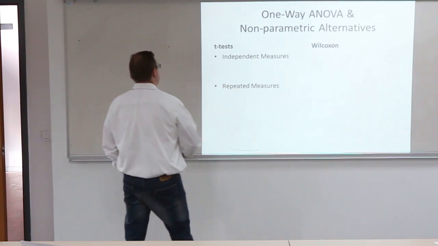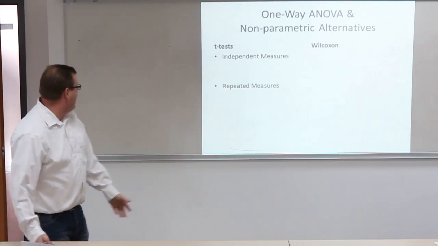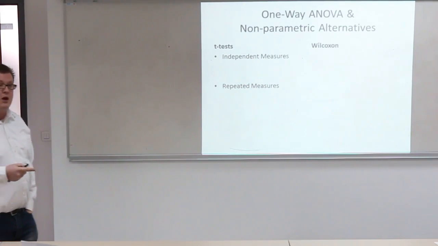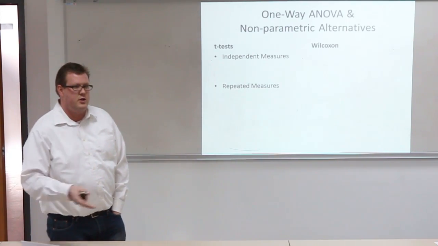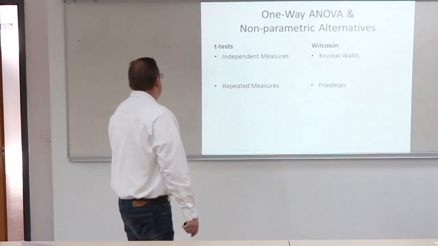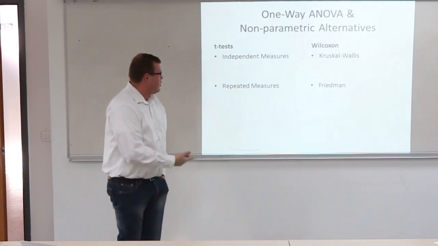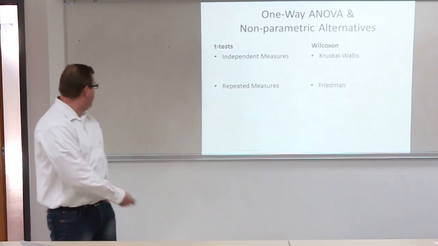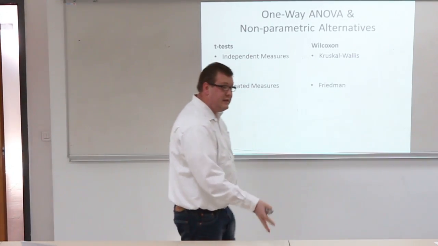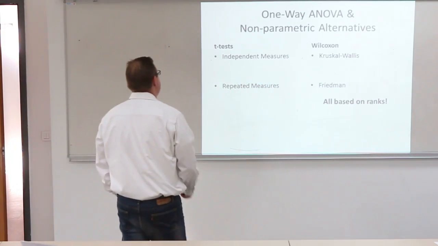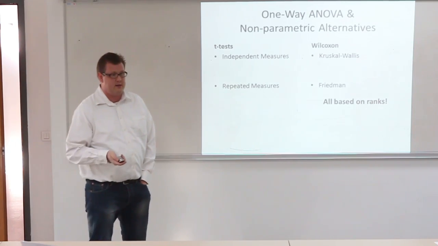Okay, ANOVAs and non-parametric. So we have our independent measures ANOVAs. This would be a one-way, but we're not doing repeated measures. All the measures are independent, right? Just a normal old one-way ANOVA. So for our alternatives for the independent measures ANOVA, we have a Kruskal-Wallis test. For our repeated measures ANOVA, this is where we were looking at the same person in multiple conditions, we're going to use the Friedman test. These, just like the Wilcoxon tests, are all based on ranks.